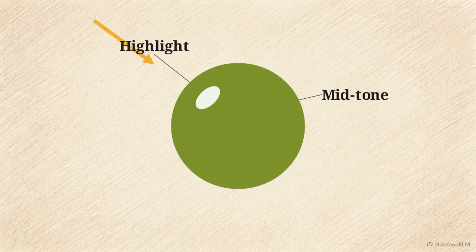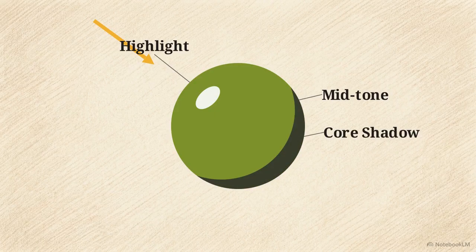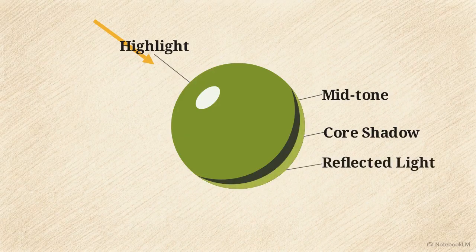Even the smoothest objects have deep shadows. As the form curves away from the light, it creates the core shadow. This is a dark, distinct crescent of value resting directly on the object itself. At the very bottom edge, light bouncing off the table back onto the sphere creates a sliver of reflected light. Finally, the object blocks the light from hitting the table, creating the deep, oval-shaped cast shadow.